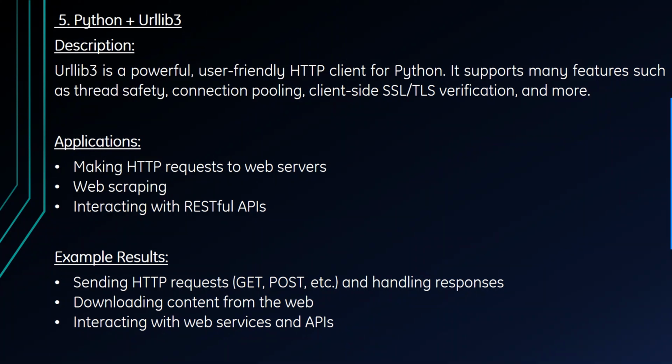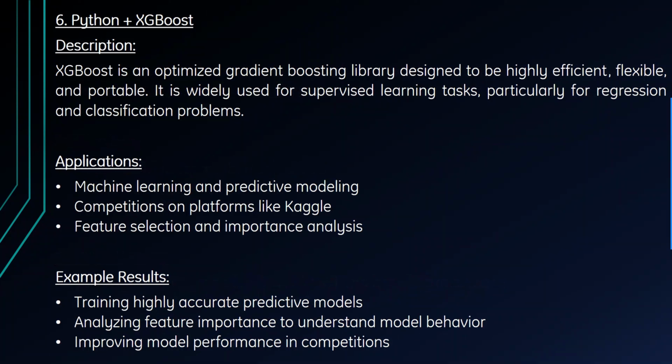Moving on, we have XGBoost. XGBoost is an optimized gradient boosting library designed to be highly efficient, flexible, and portable. It is widely used for supervised learning tasks, particularly for regression and classification problems. What are the applications? We have machine learning and predictive modeling, competitions on platforms like Kaggle, and we have feature selection and importance analysis. Examples of using XGBoost: we can train highly accurate predictive models. We have analyzing feature importance to understand the model behavior, and we have improved model performance in the competitions.